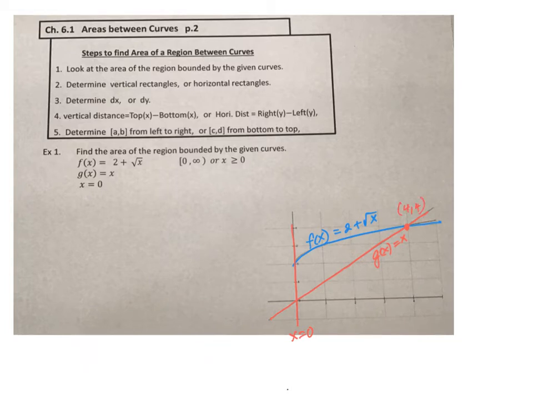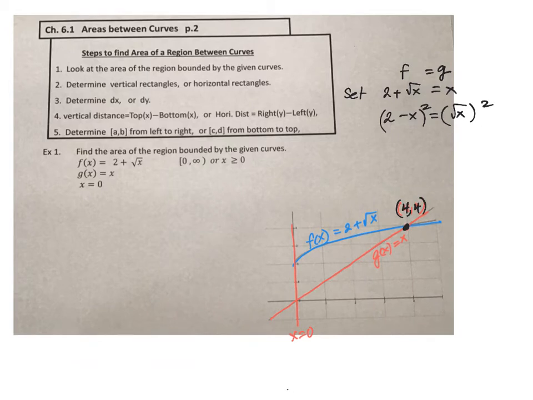But to verify this, we can set 2 plus square root of x equal to x. That is f equals g to find the point of intersection. So we can do x minus 2 equals the square root of x. We're looking for the point of intersection, where they are equal to each other. According to our drawing, it's going to be at 4, 4. But let's suppose we didn't know that. How do we find the point of intersection? This is point B. We're looking for point B.